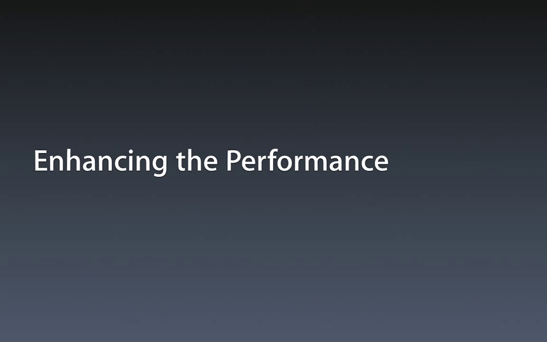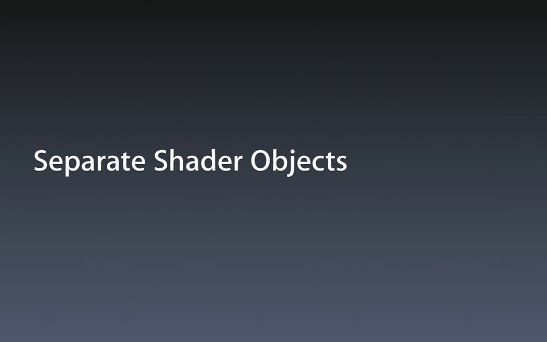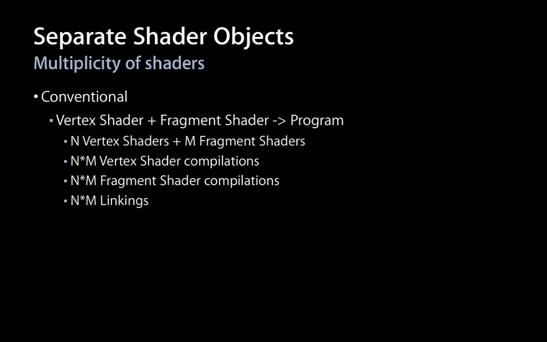So the third category we had is basically enhancing the performance of your games. And we'll start with the separate shader objects extension. The separate shader objects extension is trying to solve the problem of the multiplicity of shaders. In many games, you would have multiple vertex shaders that are run with multiple fragment shaders and paired. If you have n vertex shaders that can be paired with m fragment shaders, you would have the cross-pairing of all of them.